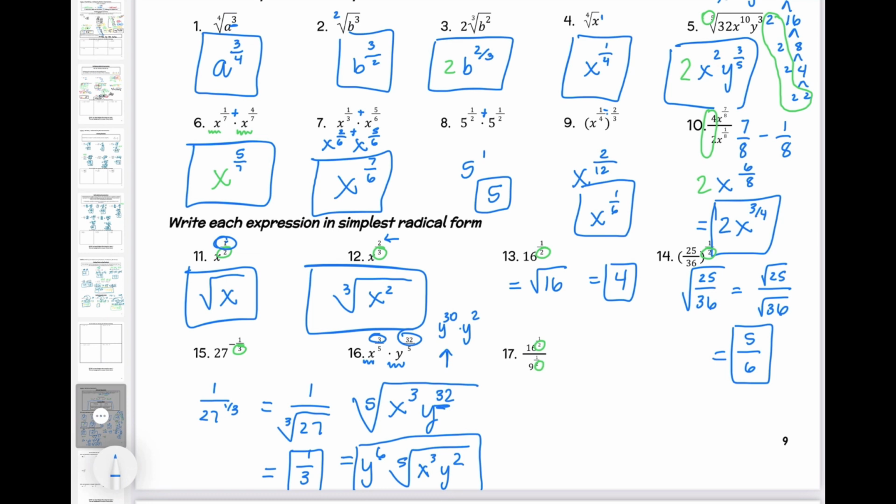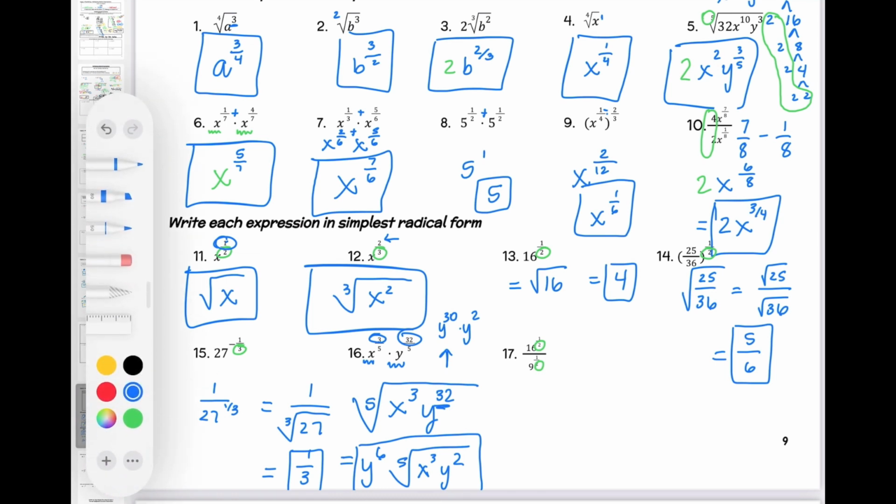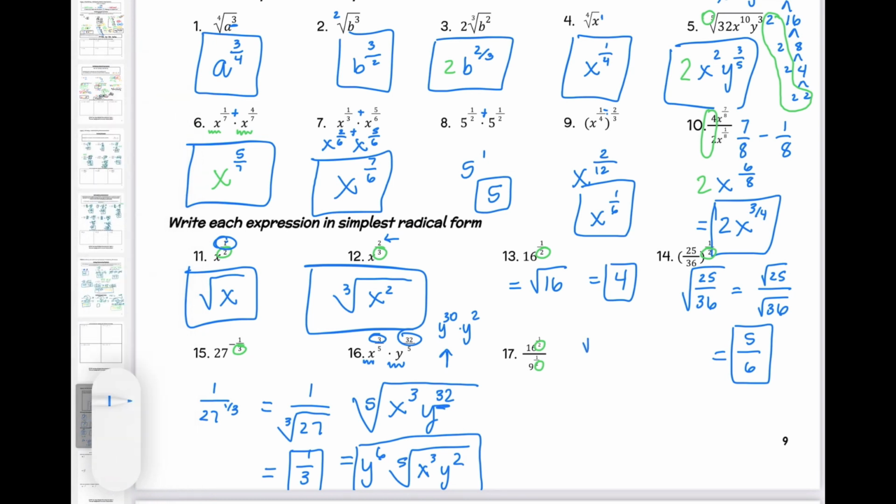All right, and last one, they don't have the same base again, so we're just going to do them each separately. So on the top, we're going to have the square root of 16 because it's 1/2. And we're going to do the square root of 9, and that would just end up equaling 4 over 3. And that would be your final answer.